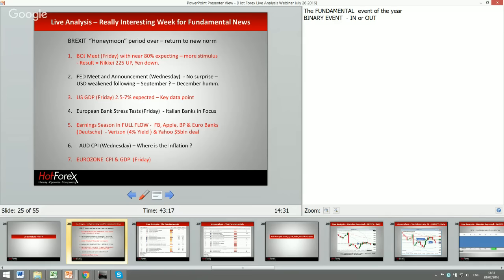Anyway, that's tomorrow. So the result, the stocks will probably grind up and the yen will probably go down, but we'll see what actually happens. Yesterday's Fed announcement, a bit of a no surprise, a bit of a no-brainer. The dollar weakened immediately following it. They have 3 more meetings this year: September, November, December. September is possibly still on the cards.